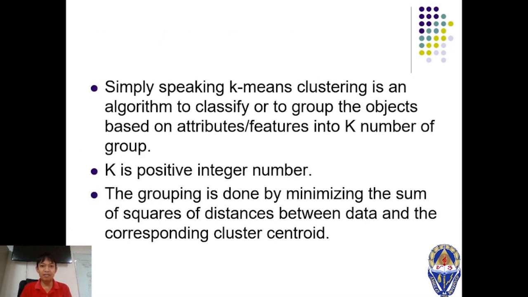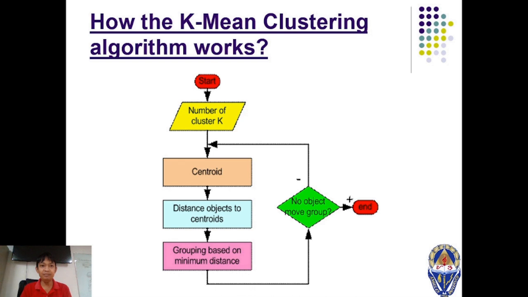Simply speaking, k-means clustering is an algorithm to classify or group objects based on attributes or features into k number of groups. K is a positive integer. The grouping is done by minimizing the sum of squares of distances between the data and the corresponding cluster centroids.